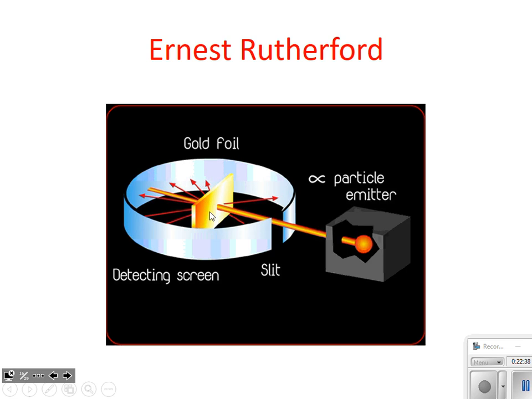That led Rutherford to believe, hey, there is something that is pretty dense in that gold foil, because when my alpha particles hit it, they bounce off of it. So there's something in there that's dense, causing those particles to bounce off and be deflected. The gold foil experiment, Ernest Rutherford.